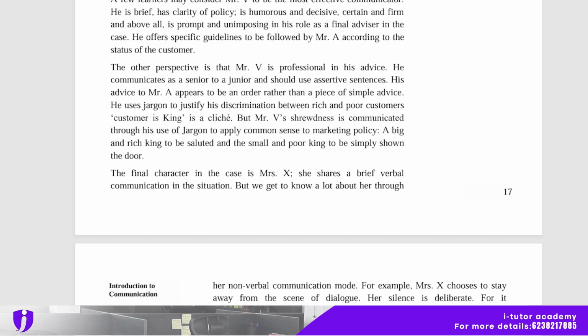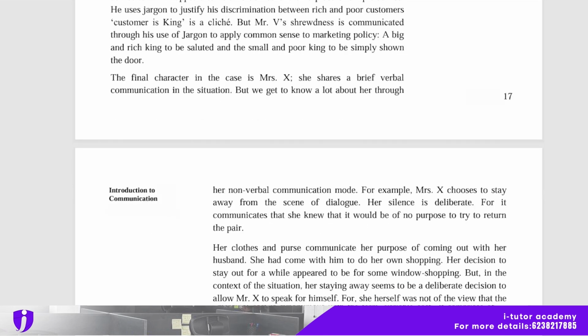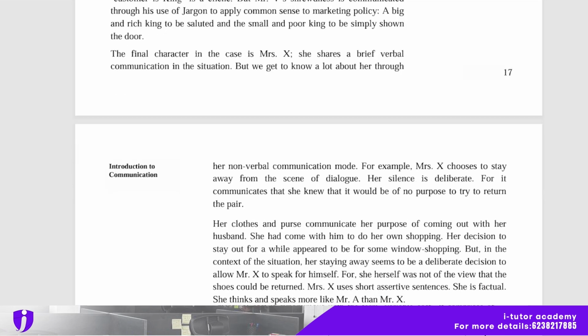His advice to Mr. A appears to be an order rather than a piece of simple advice. He uses jargon to justify his discrimination between rich and poor customers. "Customer is king" is a cliche. So, of course, the customer is an important part of a business portion. And Mr. B's shrewdness is communicated through his use of jargon to apply common sense to marketing policy. A big and rich king to be saluted, and a small and poor king to be simply shown the door.